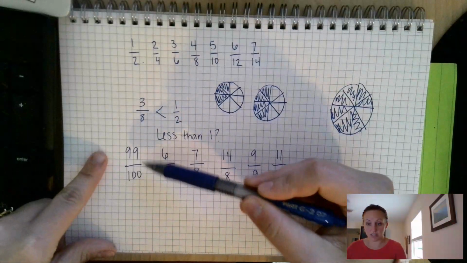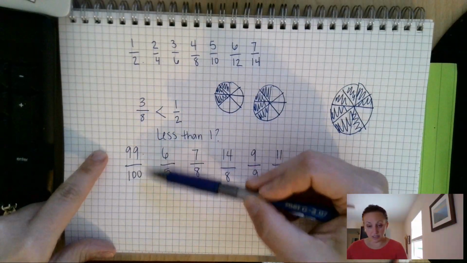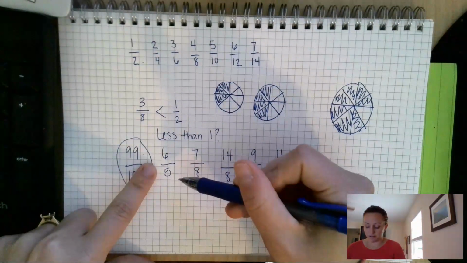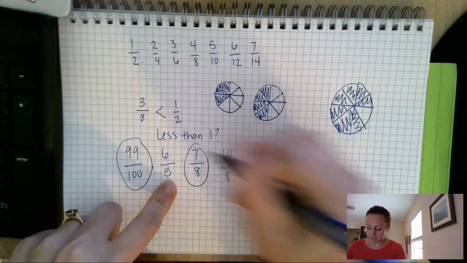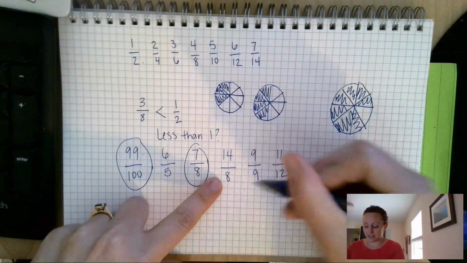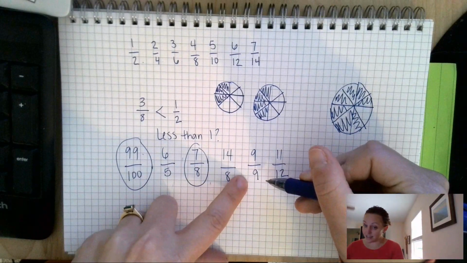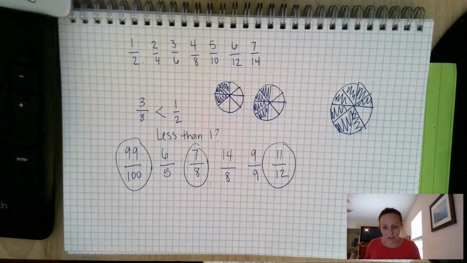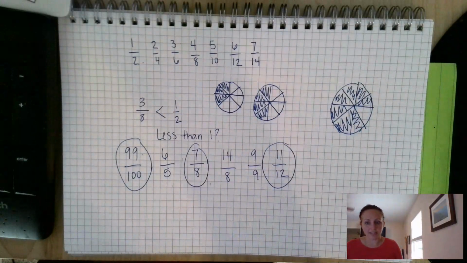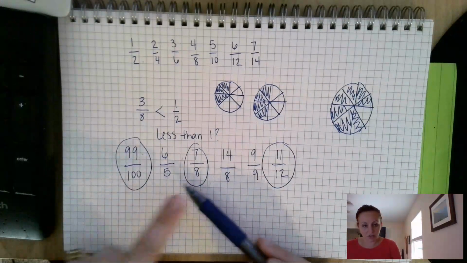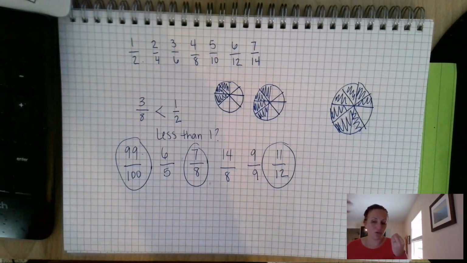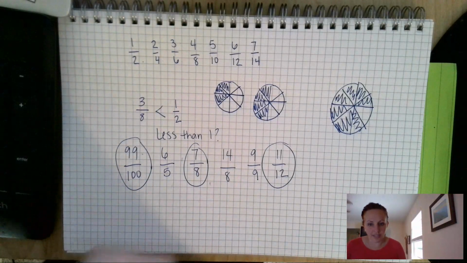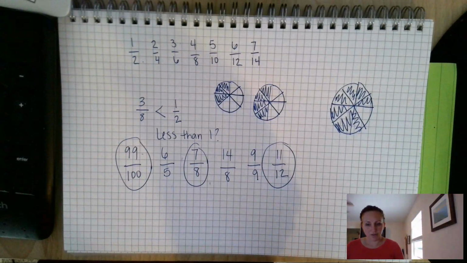So all I have to look at is my numerator and denominator. 99 is less than 100. 6 is not less than 5. 7 is less than 8. 14 is not less than 8. 9 is not less than 9. 11 is less than 12. So if I had to select all the fractions that were less than 1, all I'm going to do is look for the fractions that have a numerator smaller than the denominator. If I have to select all of the fractions that are equal to 1, what am I looking for?